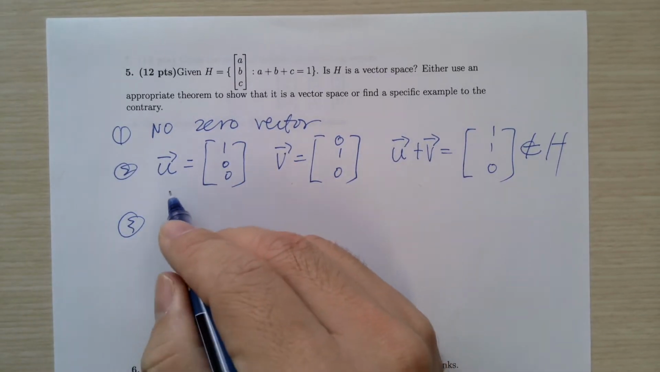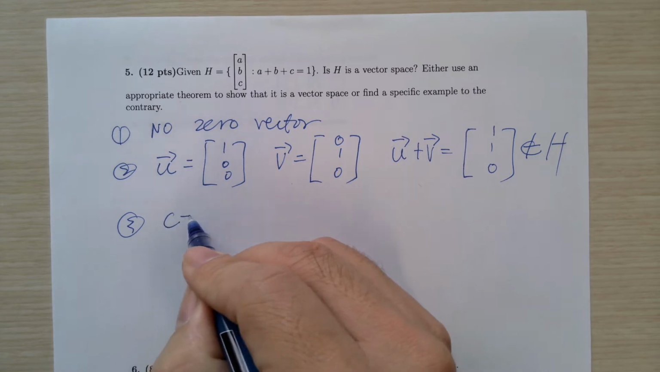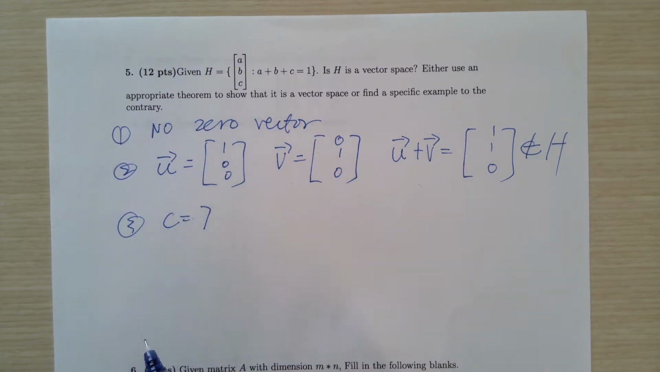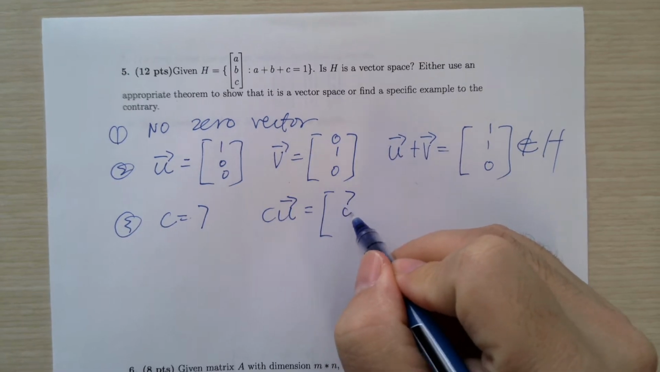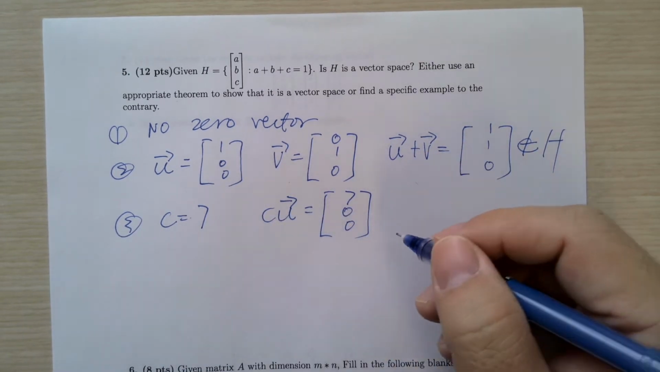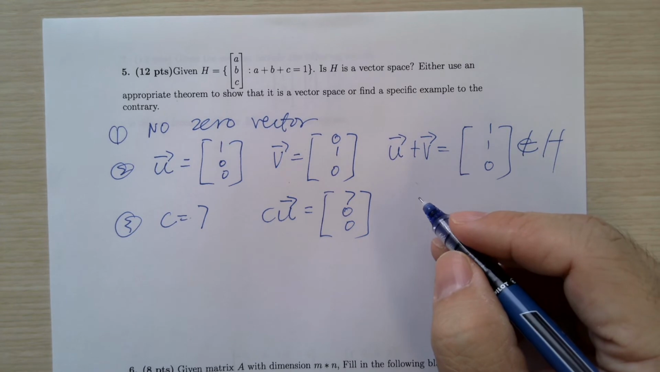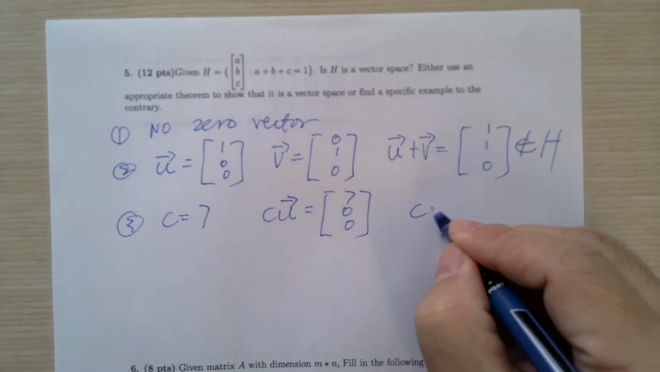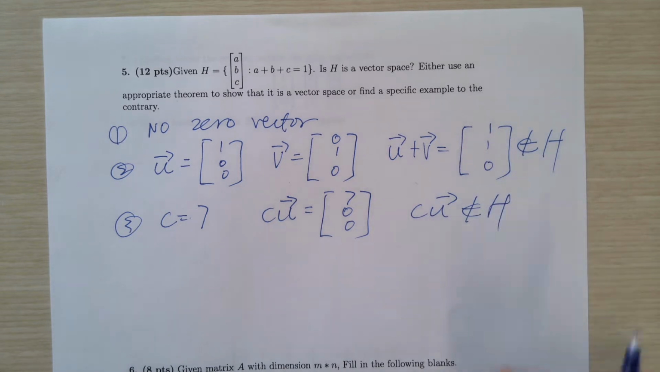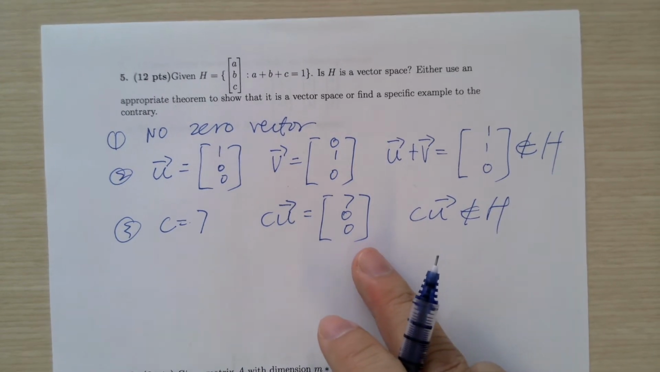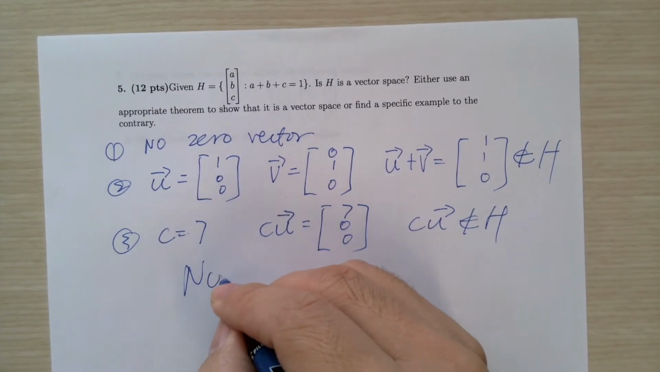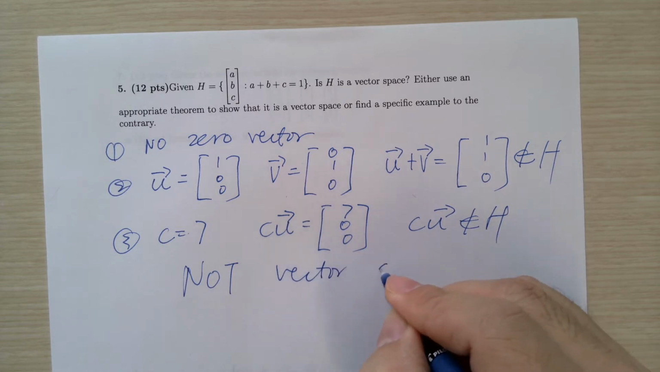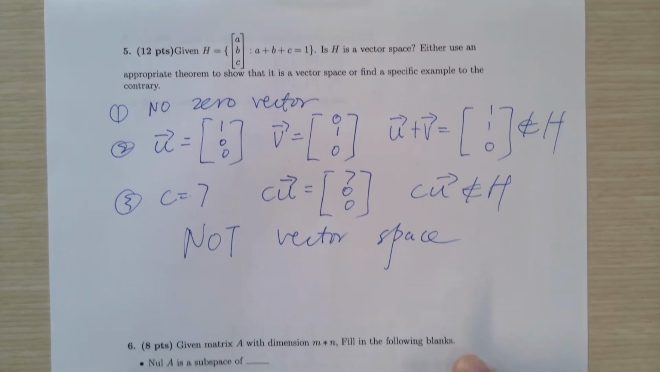Third way, still keep the same u. Take a random scalar, let's say c equals 7. So c times u is going to be 7, 0, 0. And clearly, cu does not belong to H, right? Because 7 plus 0 plus 0 is 7. It's not equal to 1. So hence, it's not a vector space. Okay.